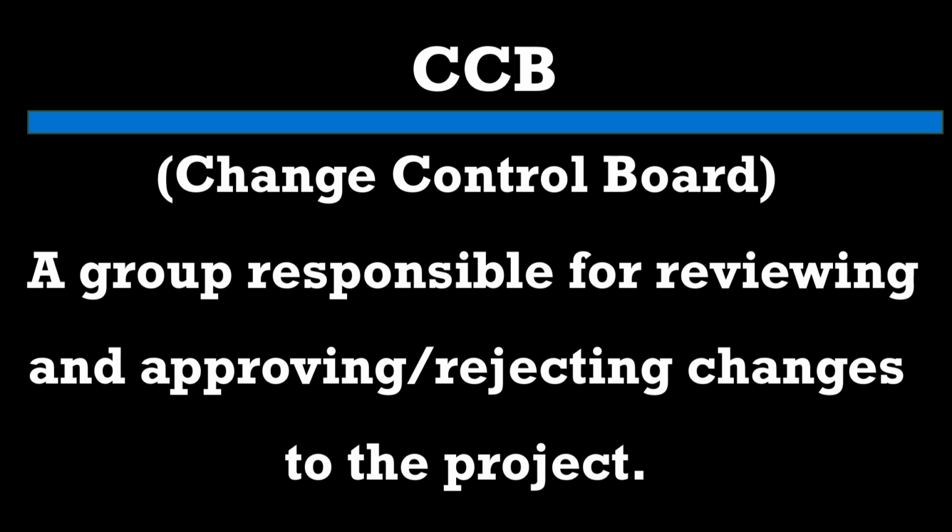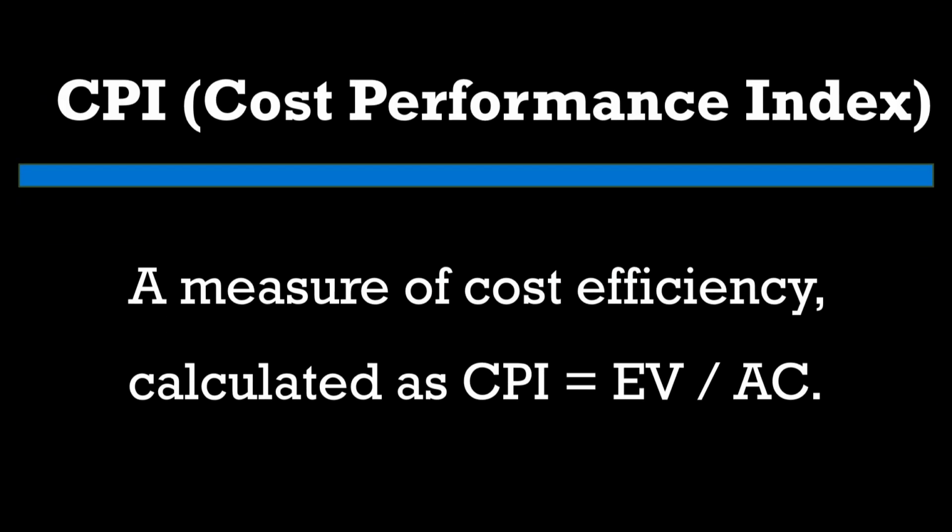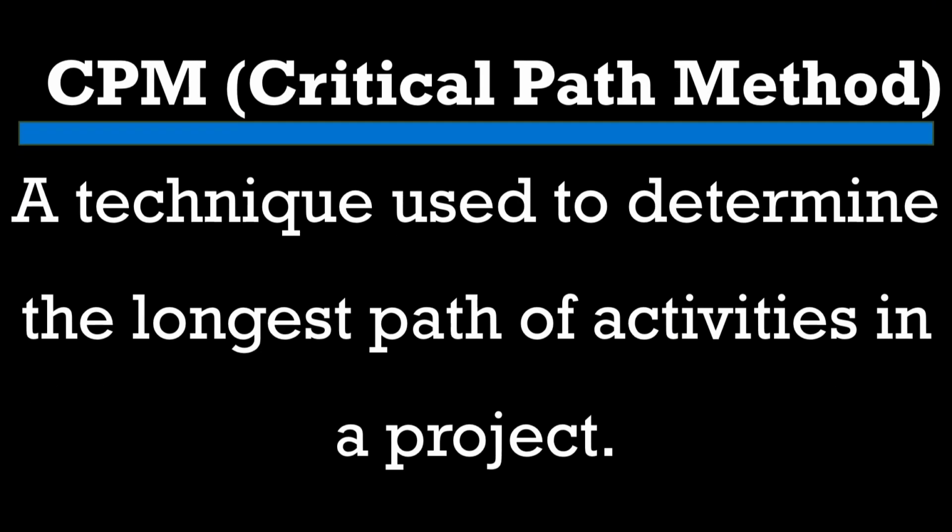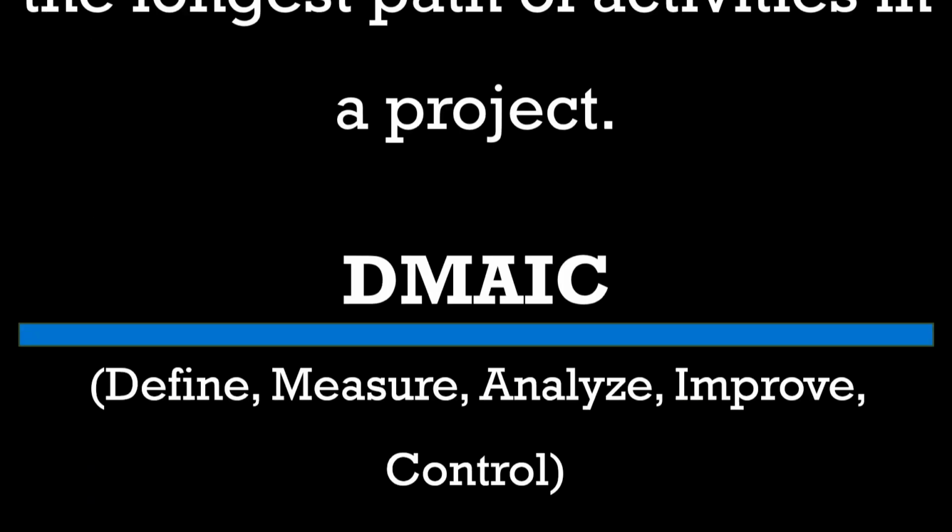CCB, Change Control Board, a group responsible for reviewing and approving or rejecting changes to the project. CPI, Cost Performance Index, a measure of cost efficiency, calculated as CPI equals EV over AC. CPM, Critical Path Method, a technique used to determine the longest path of activities in a project.